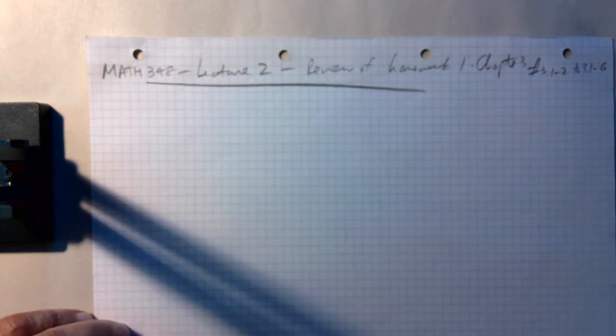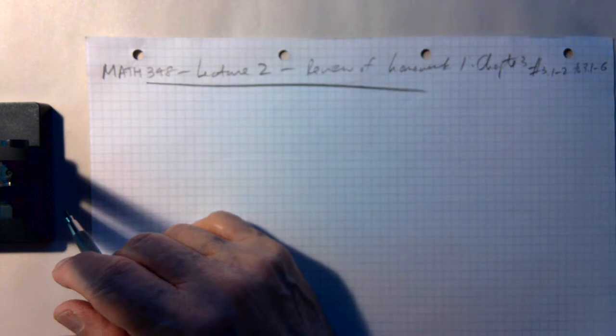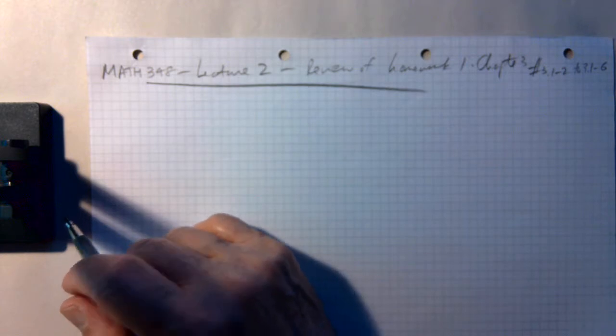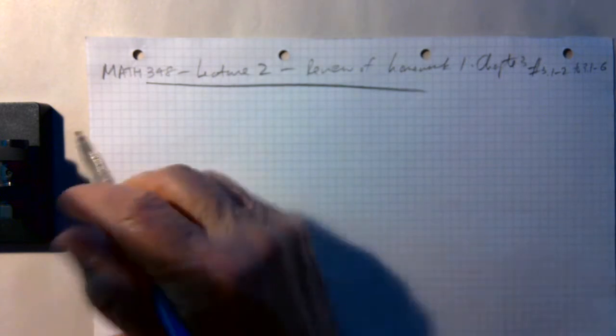And this is Math 348, Lecture 2 on the homework problems that are the beginning problems on linear programming. There are 5 problems from section 3.1, numbers 2 to 6. And I'm going to go through some of them. It's useful to have graph paper, but it's not necessary.